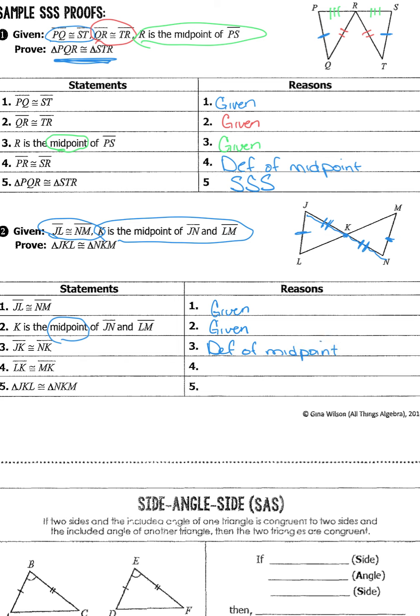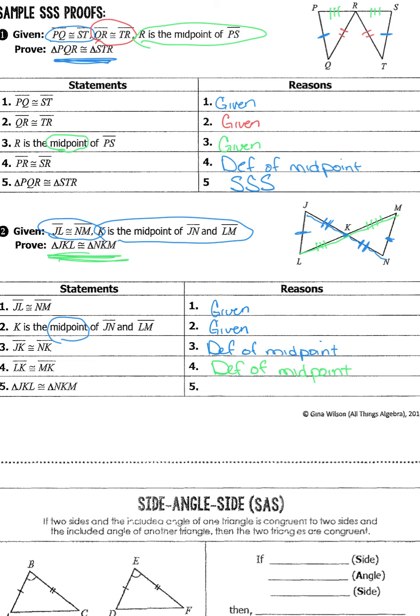Okay, now we know that K is also the midpoint of LM. So what that's telling you is that LK is congruent to MK. Well, that again is the definition of midpoint. All right, the last line is always what you're trying to prove. So triangle JKL is congruent to triangle NKM. And how do we know that?